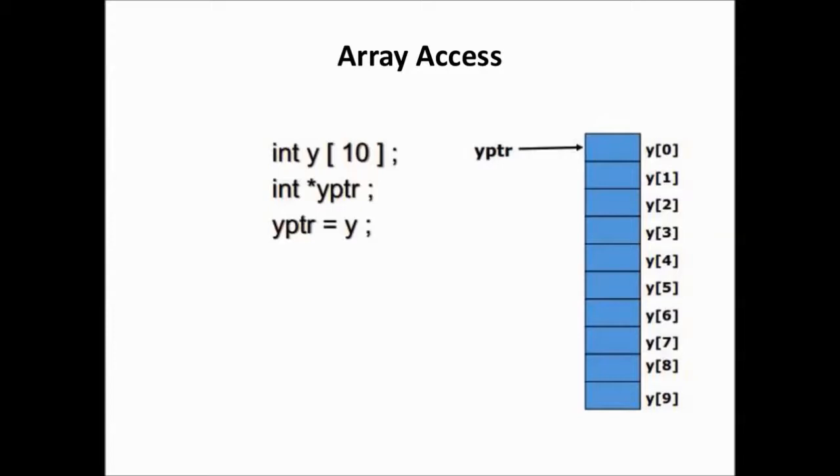When we assign the yptr pointer with the base address of this array, then yptr points to the first element of the array. Now we use the increment operator to access the next element in this array. So we write yptr plus plus, and it points to the next element.